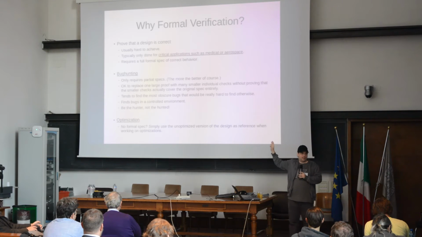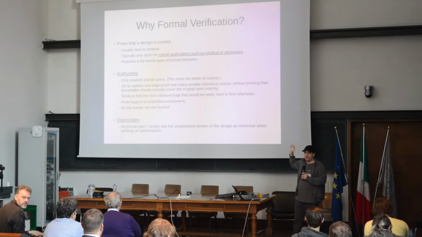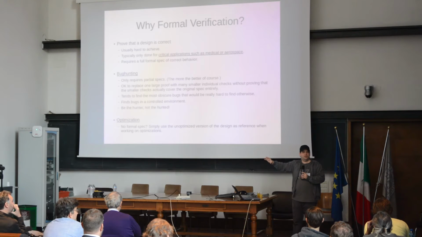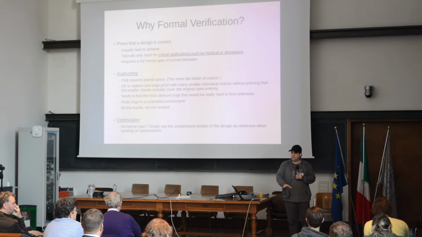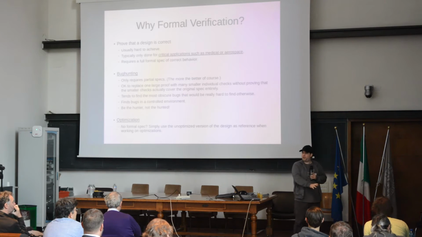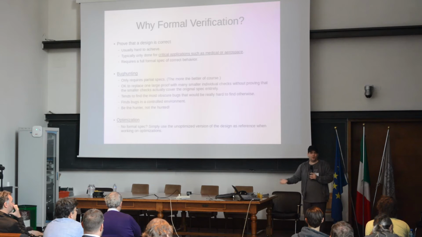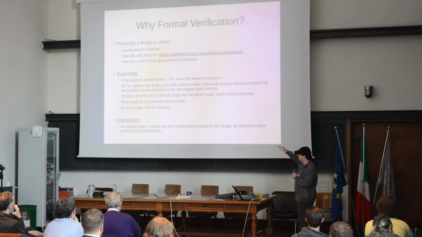And one big difference between bug hunting and proving that the design is correct: if I would like to prove that the design is correct, then I need a full formal specification of the correct behavior. But if I would like to do bug hunting, a partial specification, only some part of it that I know should behave this or that way, is already enough. It might be sufficient to show that there are some bugs in the design. And it's much, much easier to get to these partial specs.